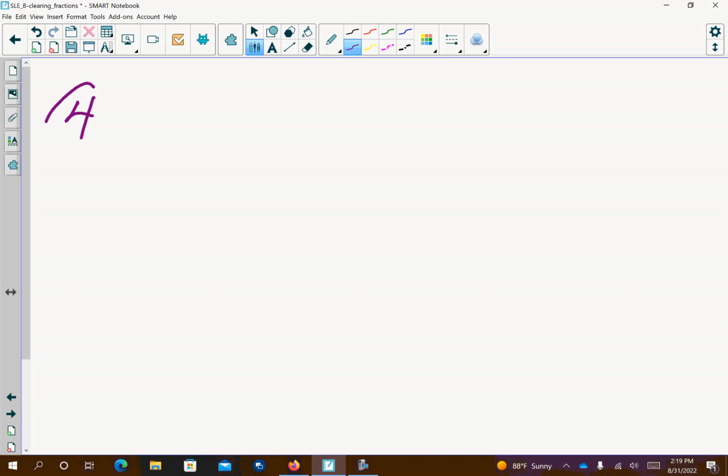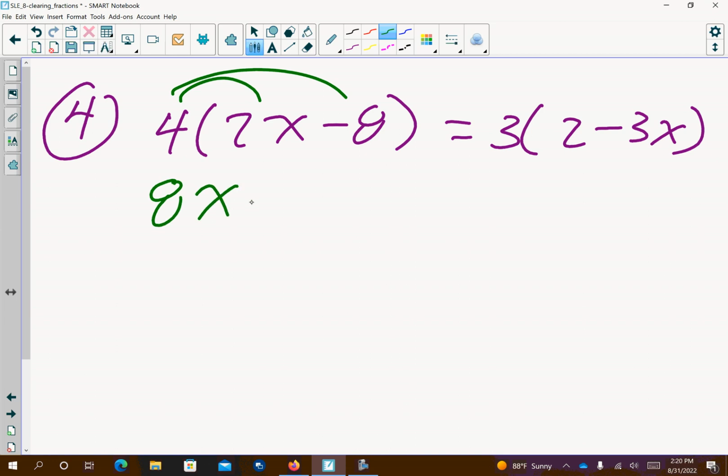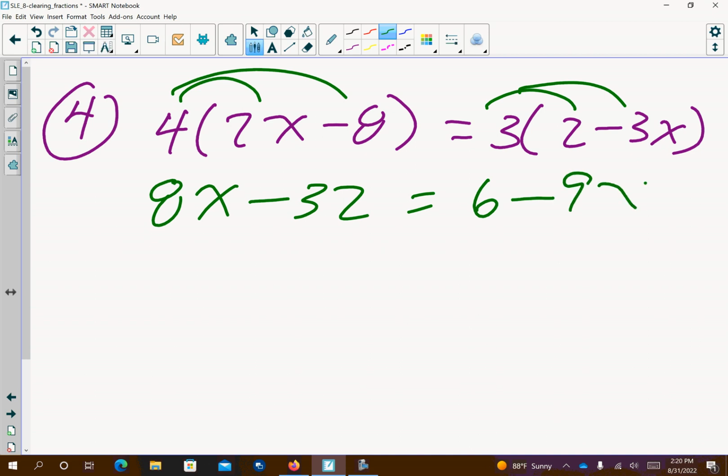Problem number 4 is this problem. So what I'm going to do is I'm going to distribute the 4 over the parentheses. So I'm going to get 8x minus 32 equals, distribute here, 6 minus 9x. It's set up for us to go ahead and start moving things back and forth. So I can choose. I can say I want to go minus 8x from both sides because that's opposite of positive 8x. I could go plus 32 to both sides because that's opposite of negative 32. I could go subtract 6 from both sides because that's opposite of 6. Or I could add 9x to both sides because that's opposite of negative 9.